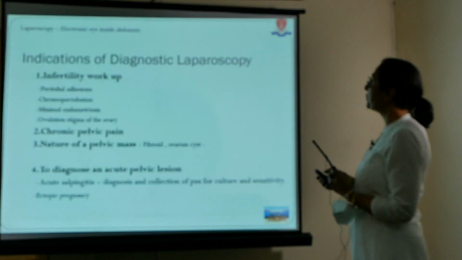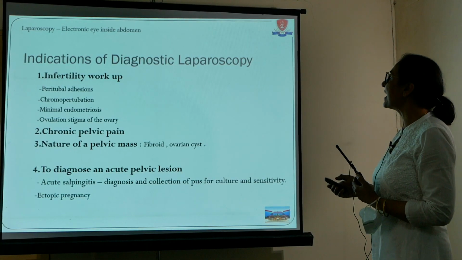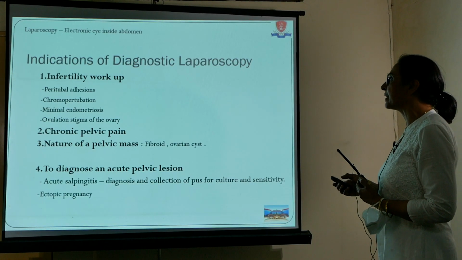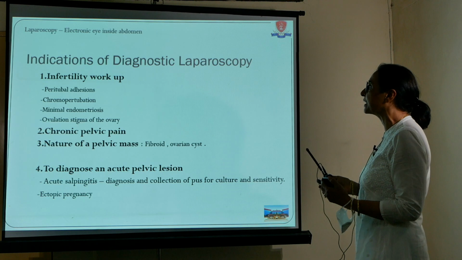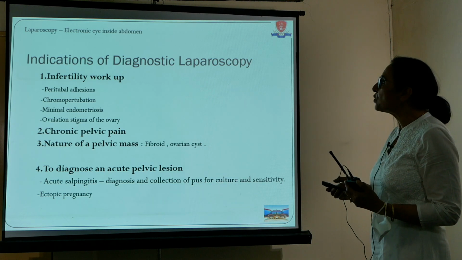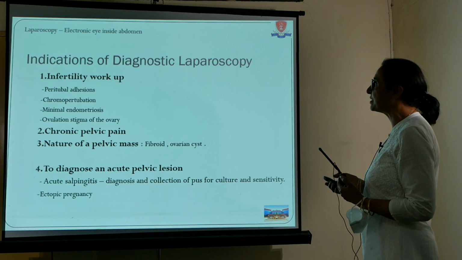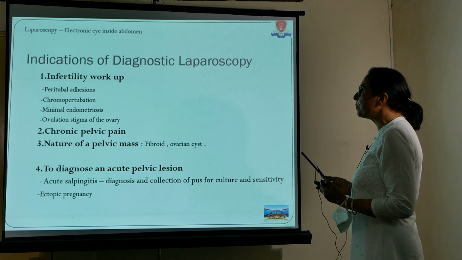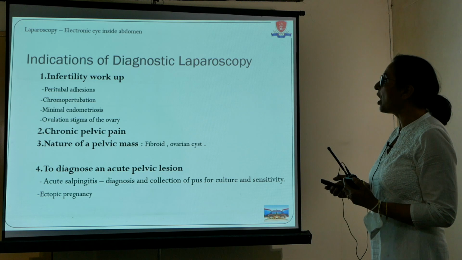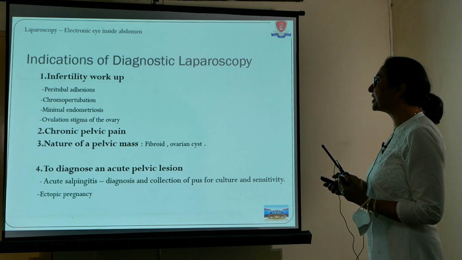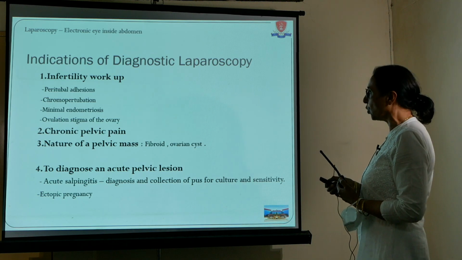When should we think of doing diagnostic laparoscopy? Number one is the infertility workup. If we have a patient with infertility, we would like to know whether she has peritubal adhesions. We want to do chromopertubation. We are in doubt of endometriosis, or we want to know the ovulation stigma of the ovary.